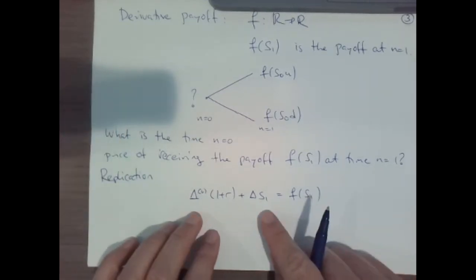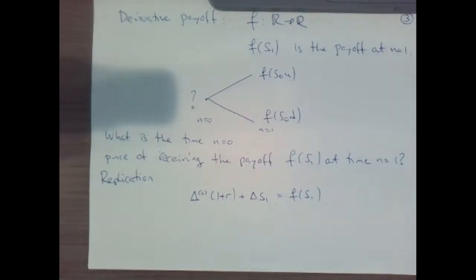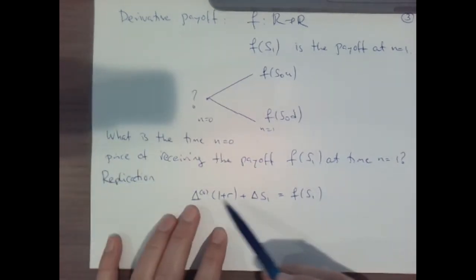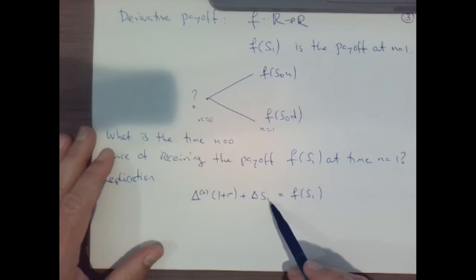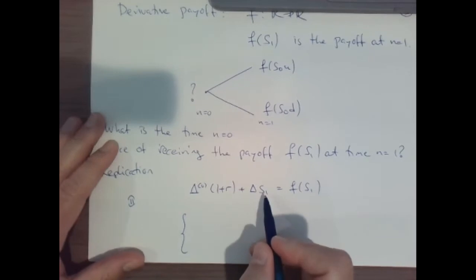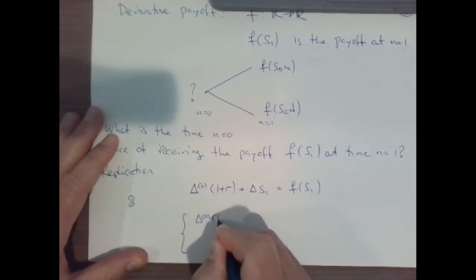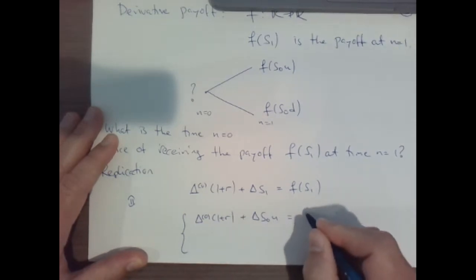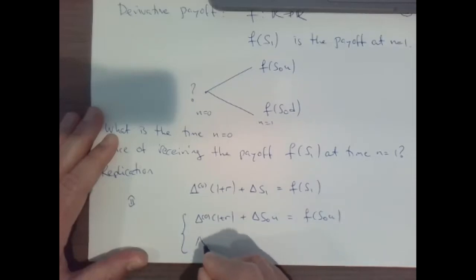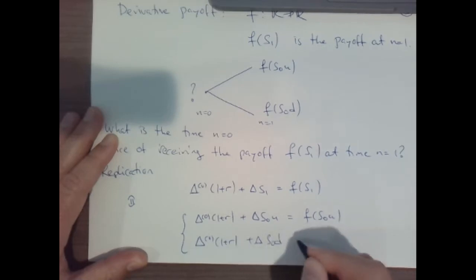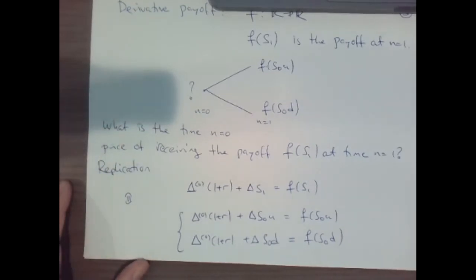Right, so if you want to price using replication, we have to solve for delta 0 and delta. And keep in mind, S1 can take two values, right? So this is really two equations. This is the same thing as putting in S0u: delta 0 (1 plus r) plus delta S0u is equal to f of S0u, and then delta 0 (1 plus r) plus delta S0d is equal to f of S0d. Right, so these are my two equations I have to solve.